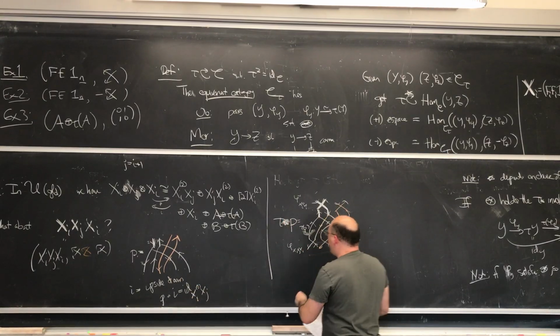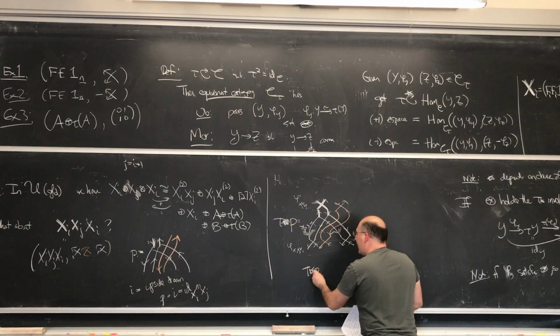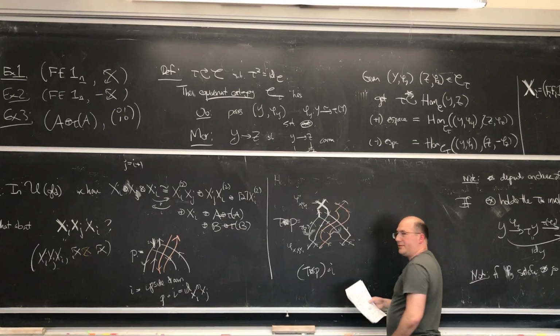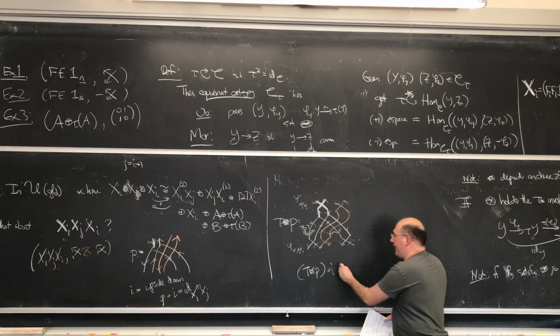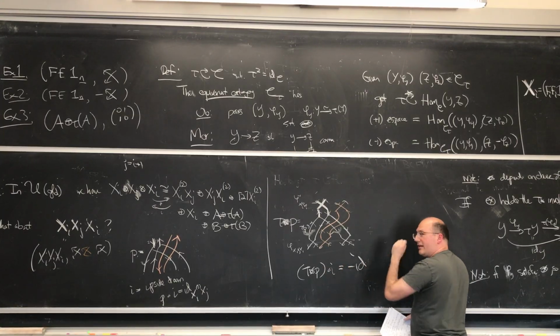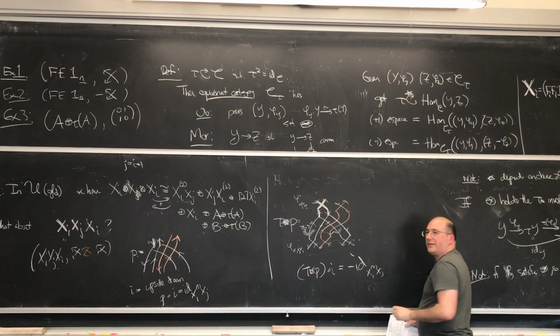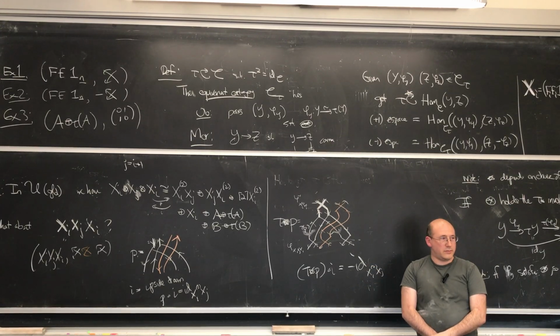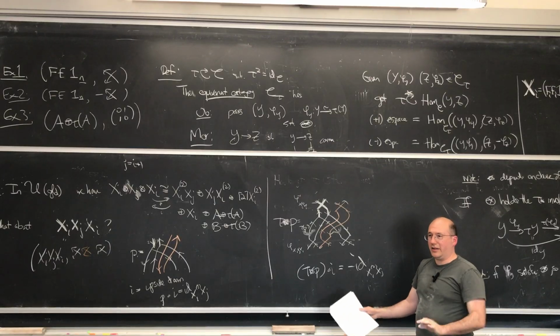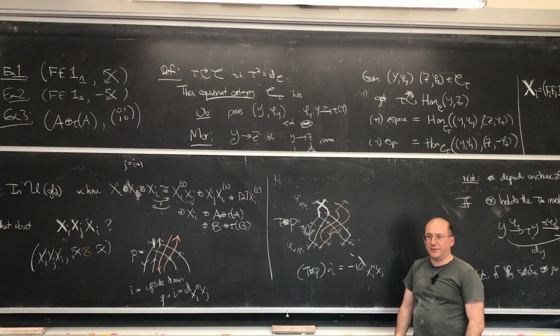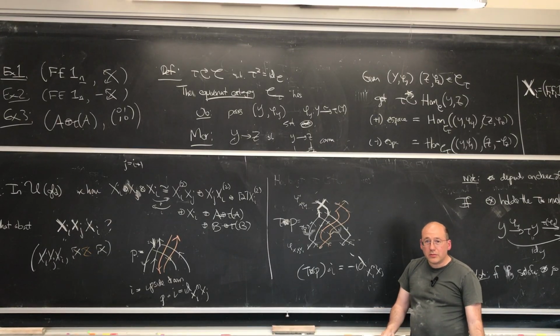Okay? And then you can compute tau star p composed with I. And I get minus the identity of xi squared xj. Okay? It's just a computation. You can trust me that it's done. What does this tell you?